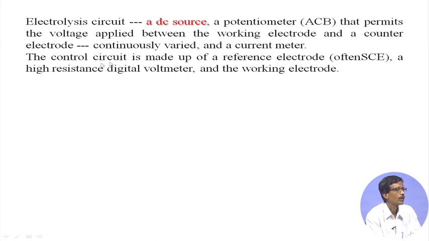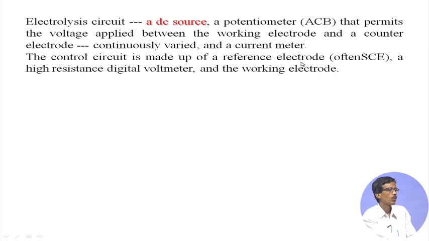Then a control circuit is made up of a reference electrode, often an SCE, that means a saturated calomel electrode. So, the other circuit will have RE, the reference electrode, and a high resistance digital voltmeter also, and the working electrode. Your working electrode has two connections, one with the counter or auxiliary electrode, and the other with your reference electrode.